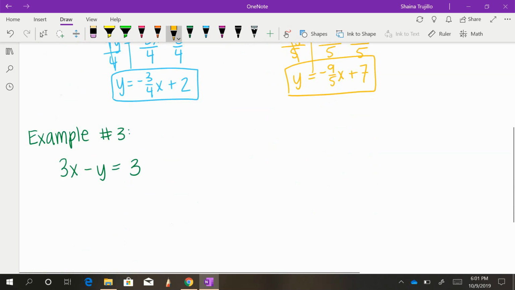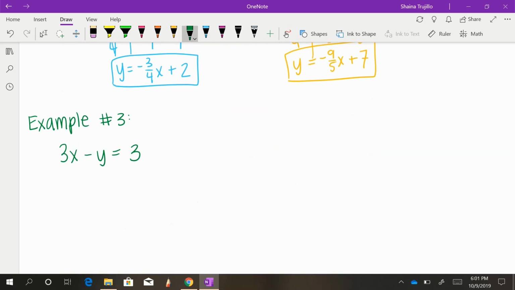Okay, let's go ahead and do one more example. So this time I'm going to subtract my 3x from each side. I'm always going to move my x term over because I want to try to get y all by itself.